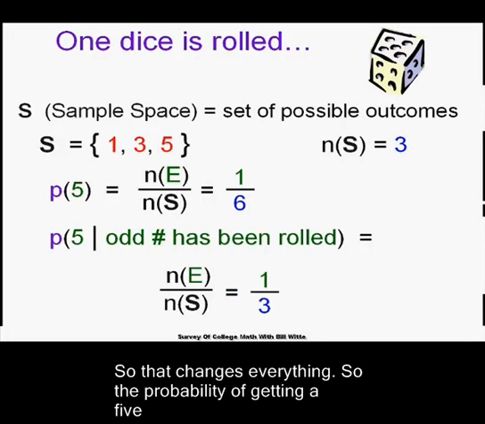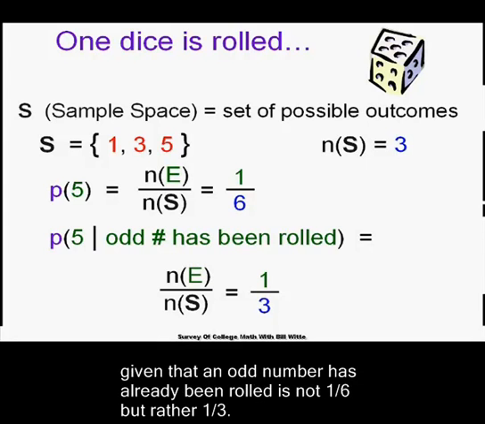So, that changes everything. The odds of getting a 5, given that an odd number has already been rolled, is not 1 out of 6, but rather 1 out of 3, or 1/3.